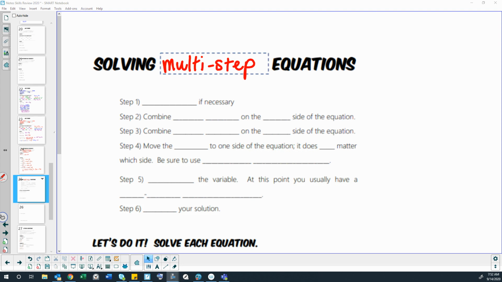Solving multi-step equations. This is page 12 in our notes. So the first step is we're going to distribute if necessary. If there's any parentheses where we can do the distributive property, we want to do that first. All right, so let's write the word distribute. Step 1.